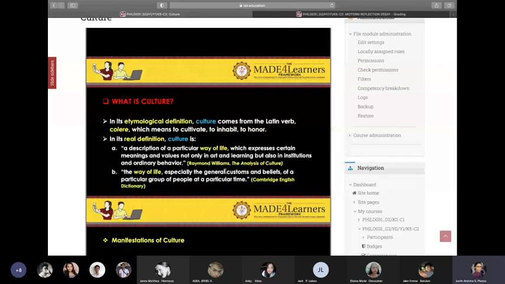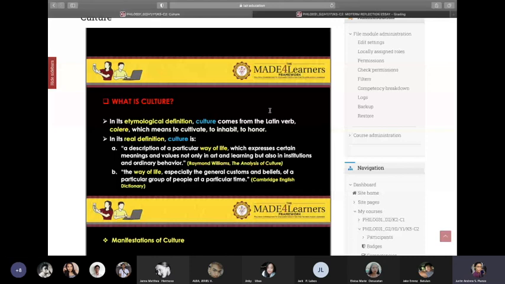So again, there are two ways to define a term or a concept. First is to define it etymologically, and then to define it really. In its etymological definition, if we study the origin of the word culture, culture comes from the Latin verb colere, which means to cultivate, to inhabit, or to honor. So that is the root word of culture, colere, a Latin infinitive verb.